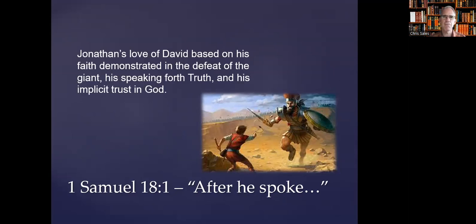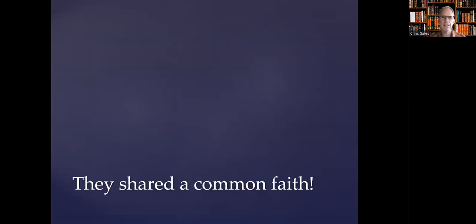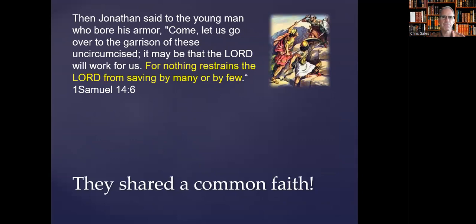Jonathan's love of David is based on his faith, yes, demonstrated in the defeat of the giant, absolutely. But his speaking forth truth and his implicit trust in God. This is what bound them together. It was a common understanding of who God is and what God's able to do. And just going back to that incident with chapter 14, we read this verse, but let's revisit it. David and Jonathan shared a common faith. That's what bound them together.